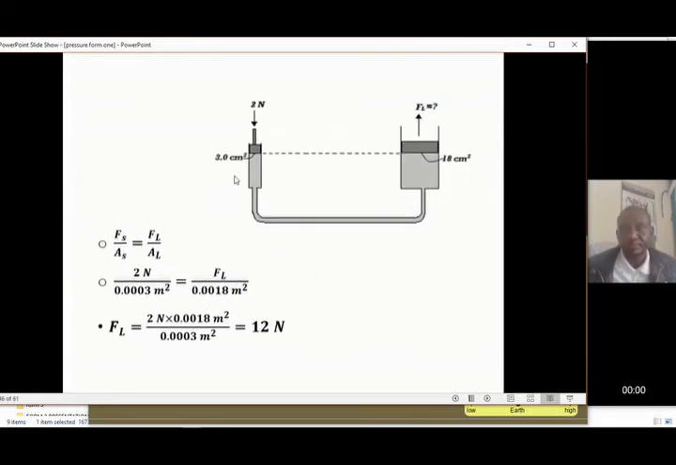So you say pressure at this point here is equal to pressure at this point here. So force at S divided by area at S is equal to force at L divided by area at L. So force at S is 2 divided by the area 0.003 equals to FL divided by 0.0018. When you go ahead, you substitute, you will discover that you produce a force of 12 Newton here. Having applied 2 Newton here, you will produce a force of 12 Newton.